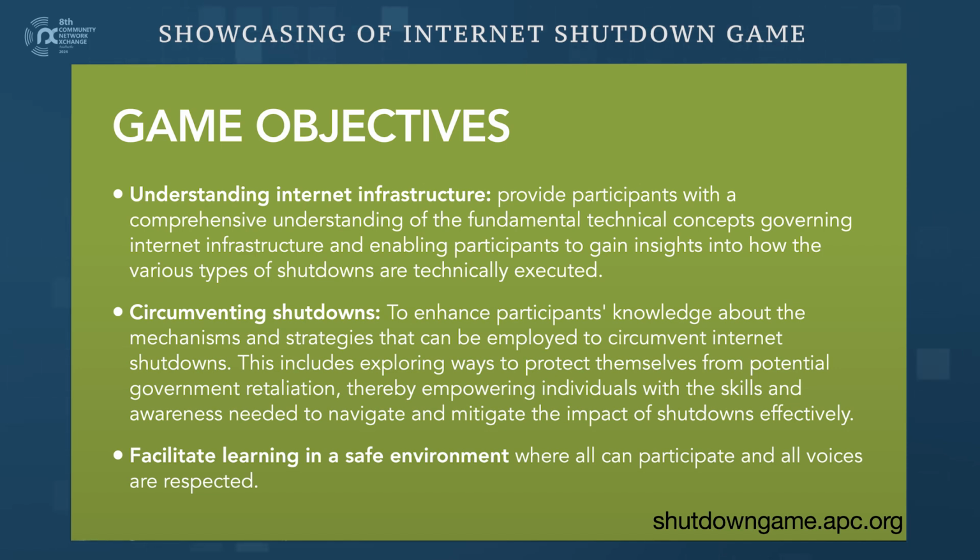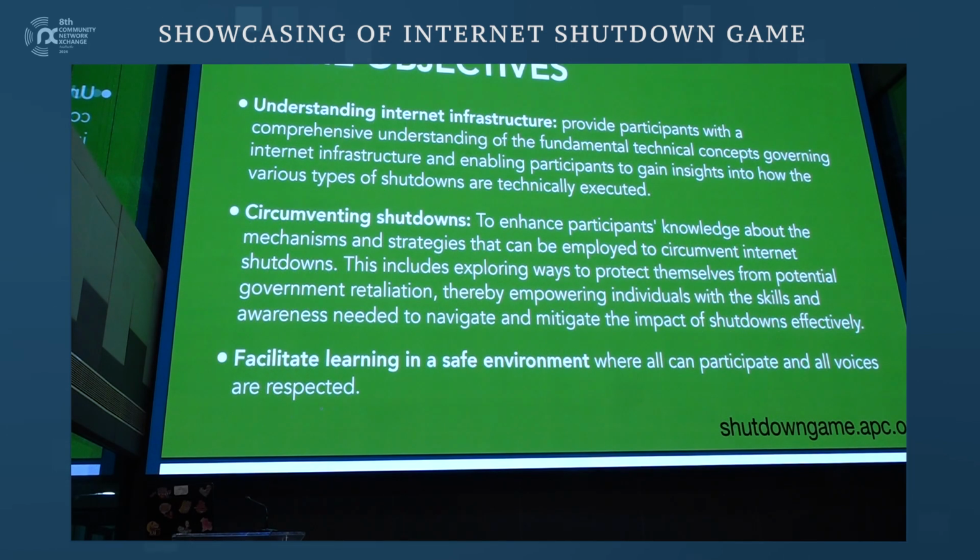Because often the way shutdowns are implemented, they're not one way. Governments and ISPs use a multitude of methods to actually shut down the internet. Some of them are very technically simple, and therefore very simple to circumvent, while others are increasingly complex and pose a much larger threat to human rights, to people's access to information, and to the economy as well.